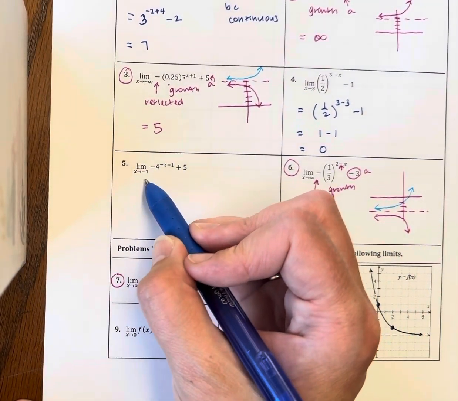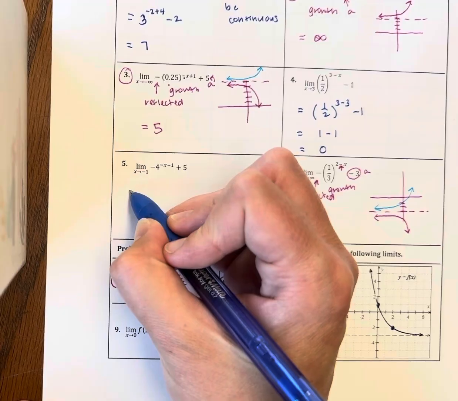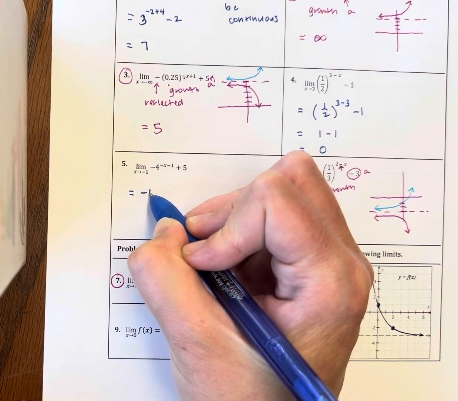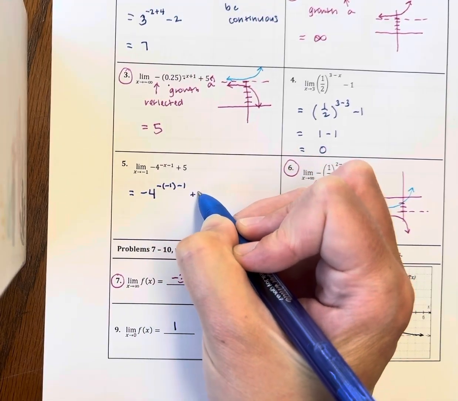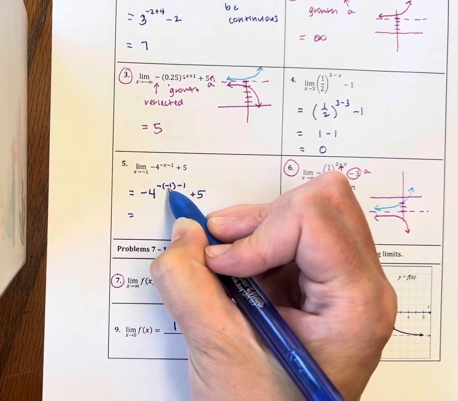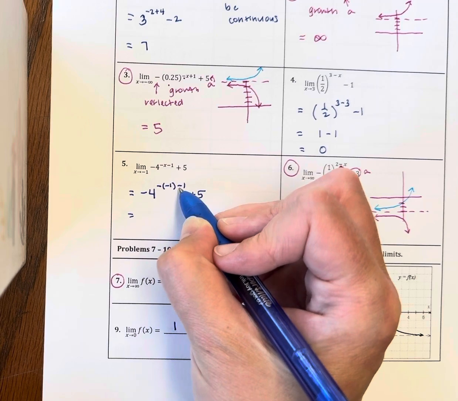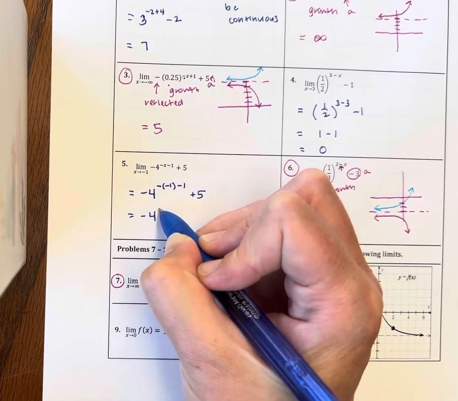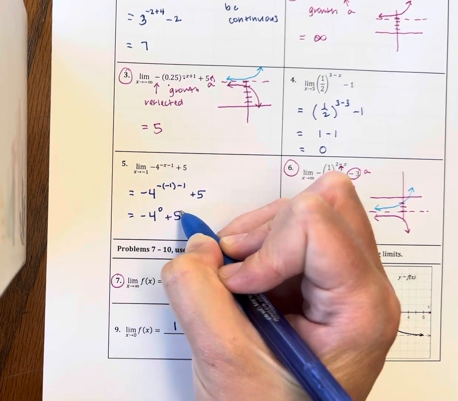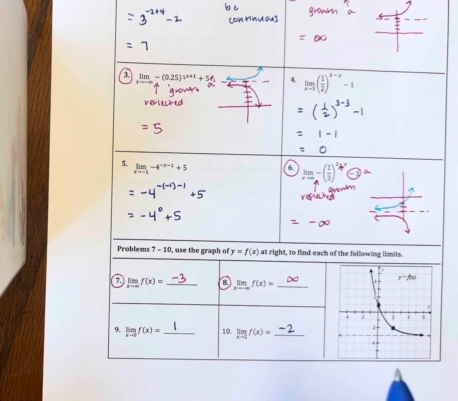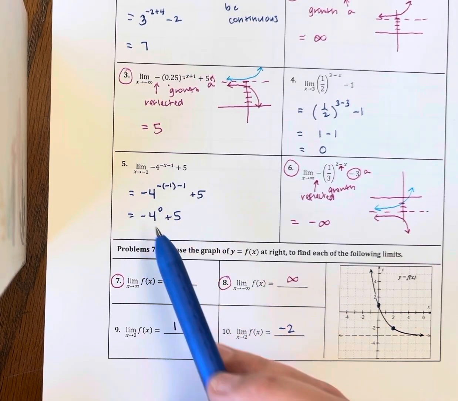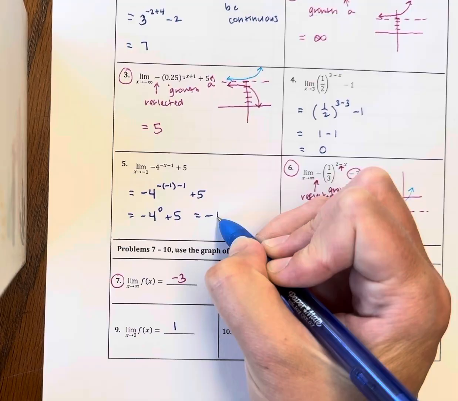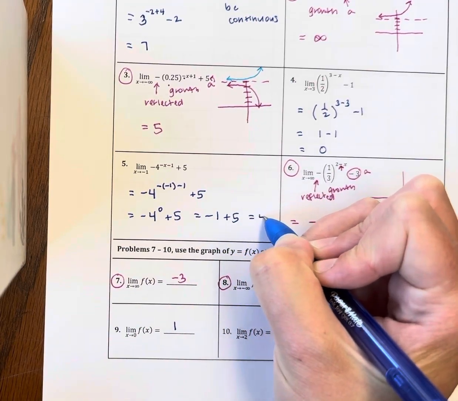And then for this one, as x approaches -1, again, you're just going to substitute -4, and then -1 minus 1 plus 5. Negative is a positive, so just 1 minus 1. So this is really -4 to the 0 plus 5. Anything raised to the 0 power is 1, so 4 to the 0 is 1, but with a negative out front, it's going to be -1. And then plus 5 is 4.